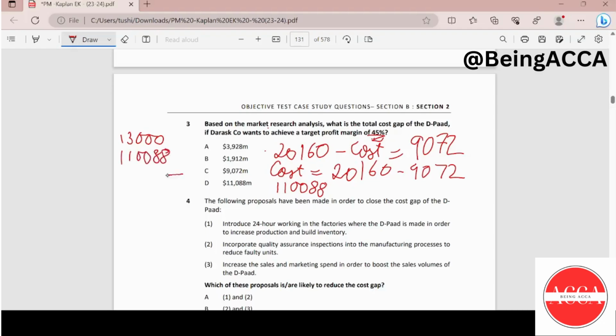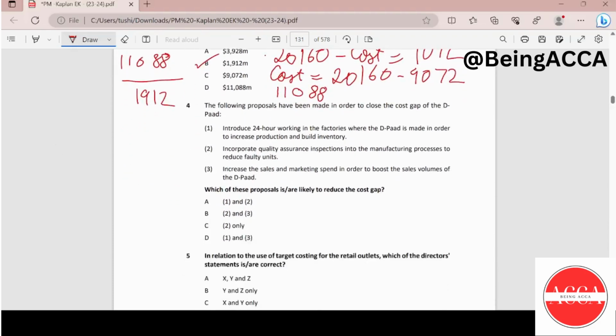So let me just subtract to find out. I'm just going to subtract this to find out my cost gap. This is 13,000 minus 11088, and this gives me 1912, which makes my answer option B.